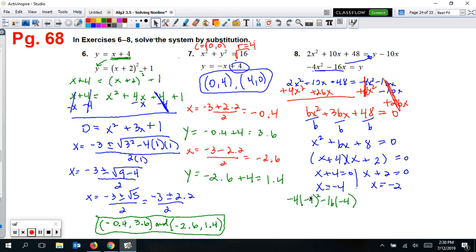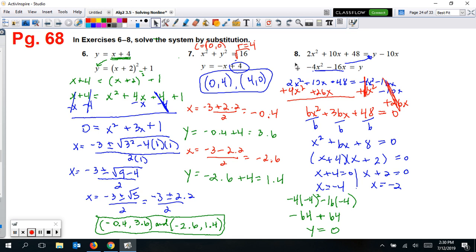So negative 4 times negative 4 squared. This whole term right here is going to be positive 16 times negative 4, so this is going to be negative 64. You can do this all in the calculator. Negative 16 times a negative 4. Well, negative times negative is positive, and this also makes 64. So we're going to get negative 64 plus 64. So the y in this one is going to be 0.